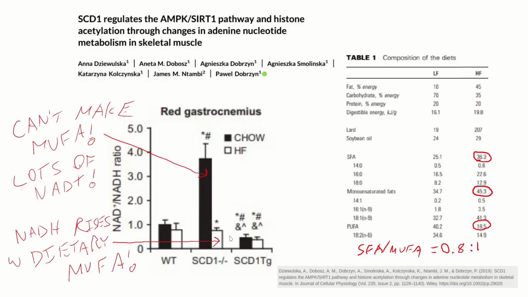And so what happens is the amount of NAD plus compared to NADH just plunges. So now we're giving them a lot of oleic acid in their diet, and that reduces NAD plus and it increases NADH. That starts to put them into reductive stress.